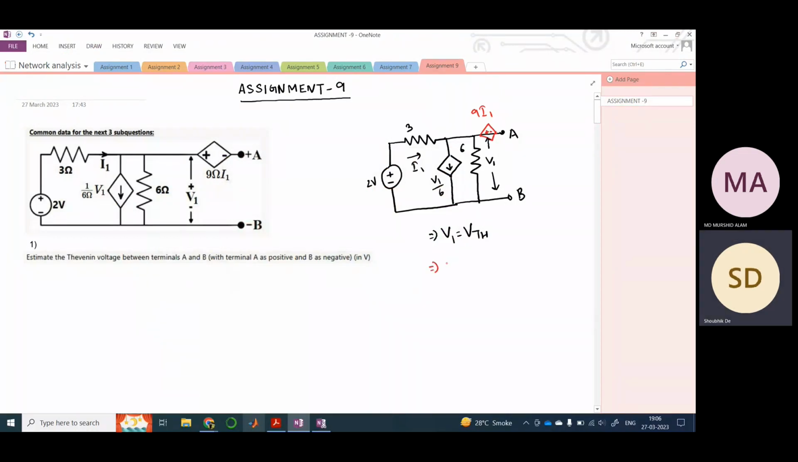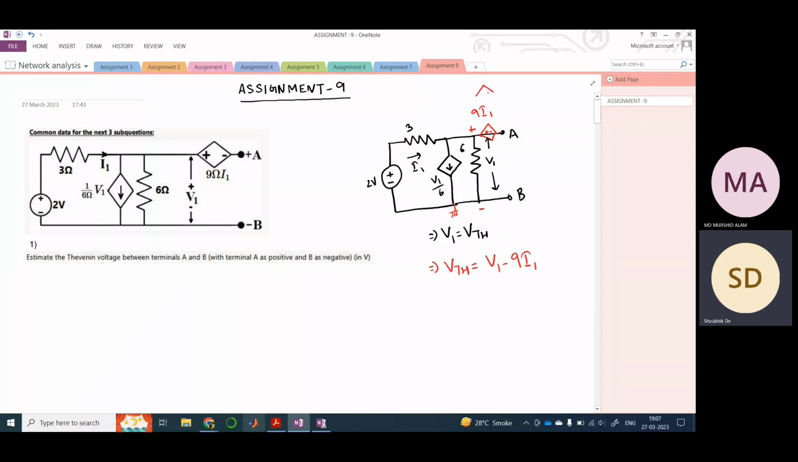Therefore, your VTH would now be equal to, so it won't be V1, right? Because there is a voltage source here. So it would be rather V1 minus 9I1. Why minus? Because the polarity of this V1 is this thing here. So if we consider the reference terminal to be grounded, this is nothing but V1, the polarity is plus at the top and minus at the bottom, and this 9I1 voltage source is actually opposing this V1 voltage. Therefore this minus comes here.